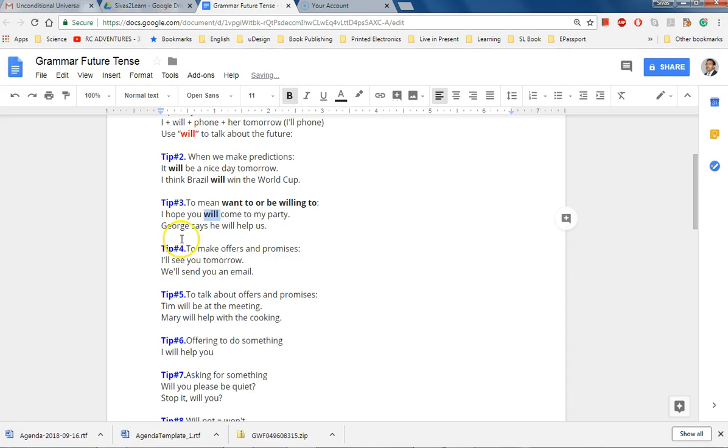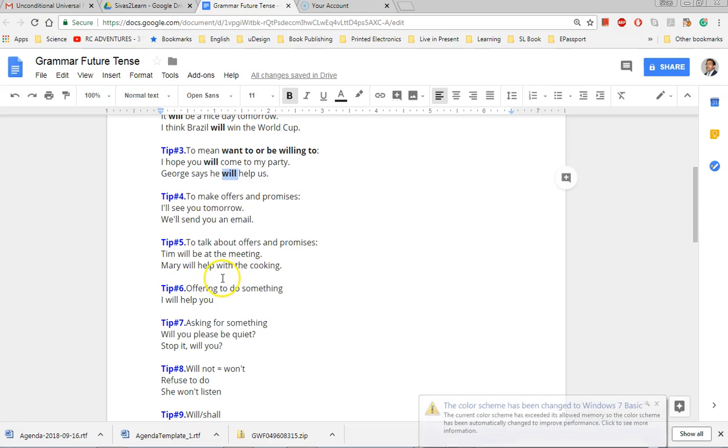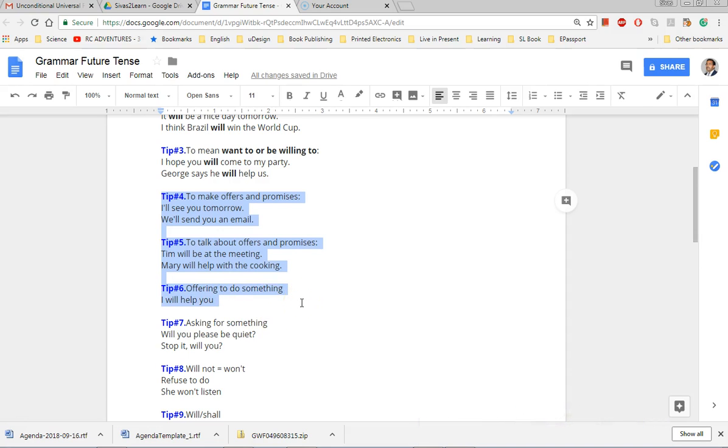You see, George says he will help us. And also to make offers and promises. Okay, I will see you tomorrow. This is the short form of will. We will send you an email. And also to talk about other promises and offers: Tim will be at the meeting. Mary will help with the cooking. Alright, so these 3 tips are actually promises, offers, and to do something. I will help you.